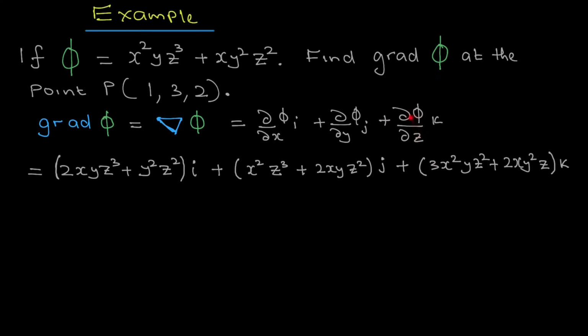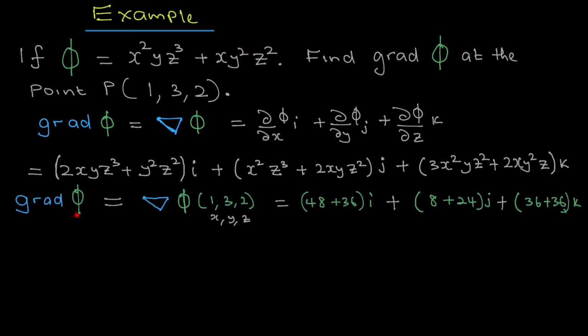Now to do it in the z direction, the k direction, all I need to do is differentiate with respect to z. So that'll be 3x squared y z squared, that's 3x squared y z squared plus 2x y squared z.